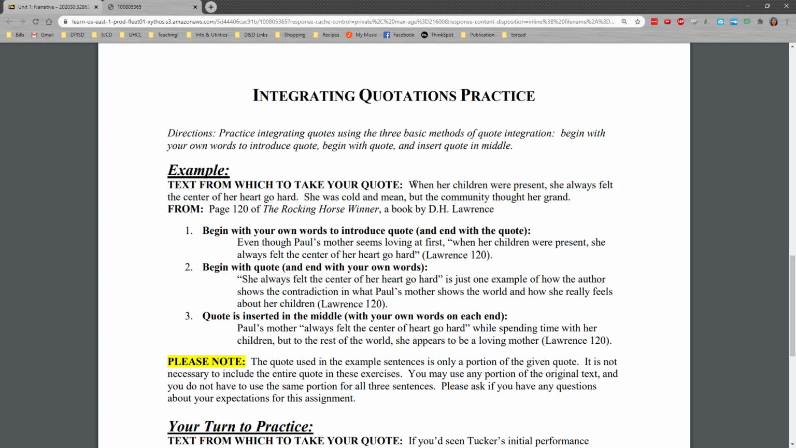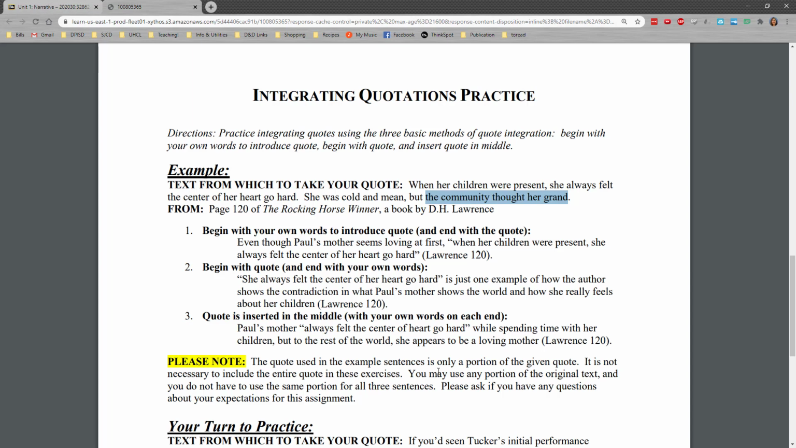You can use "when her children were present" as your quote in one of these, and you can use "the community thought her grand" in another one. It doesn't have to be the same piece of the original quote. The sentences that you write don't have to be related to each other, but they do need to make sense with what you're quoting as if you were using this in a paper.